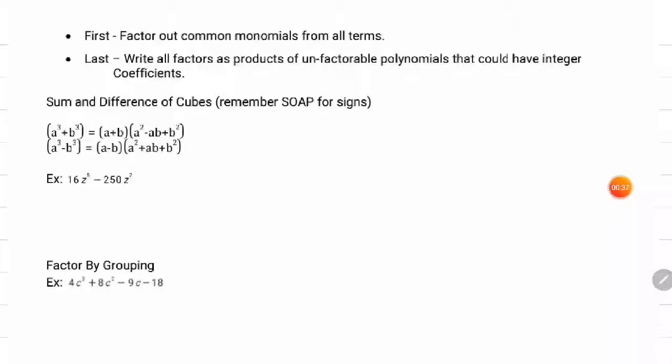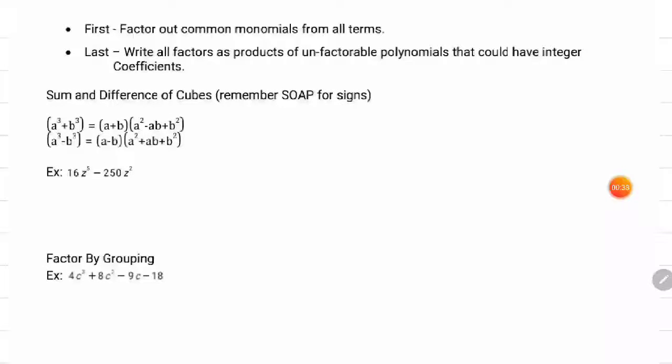Looking at the sum and difference of cubes. So these first two here, a cubed plus b cubed, that is equal to a plus b times the quantity a squared minus a b plus b squared. And then you can take a look at a cubed minus b cubed there. Very similar, but a minus b, and then that. So let's do an example problem.